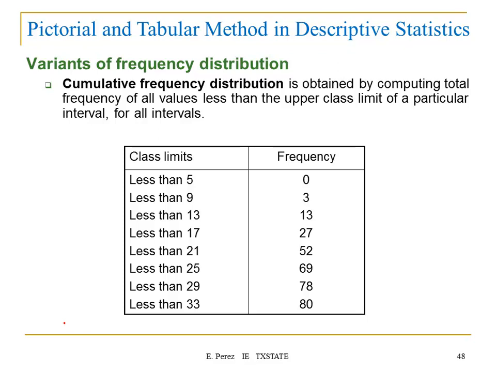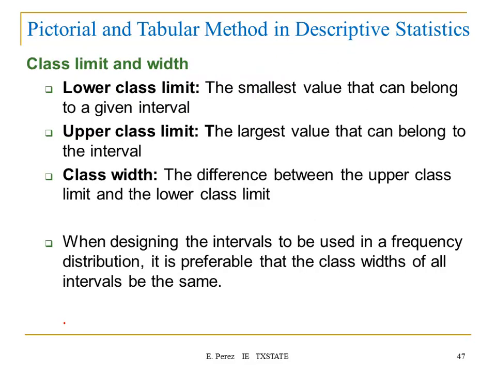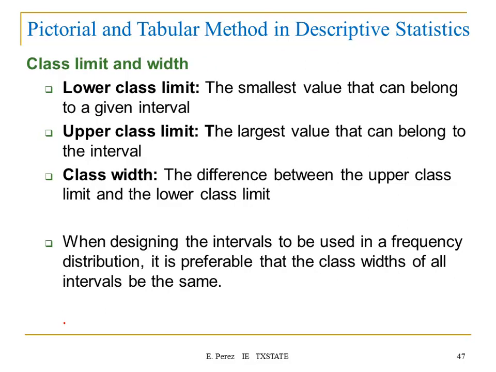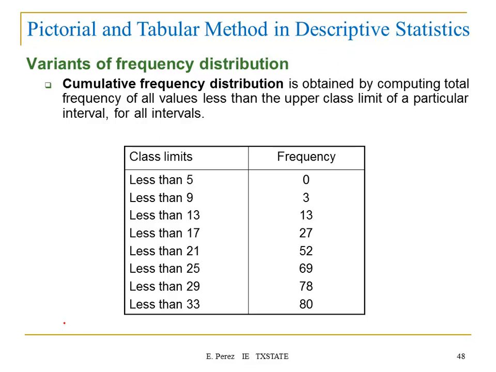And say this was greater than 5. I don't remember the other. But the idea is the following. You're going to start counting and accumulating based on this class limit. So when you look at less than 5, we know from our previous table that there were no units that were less than 5. But less than 10, or 9, we had 3.